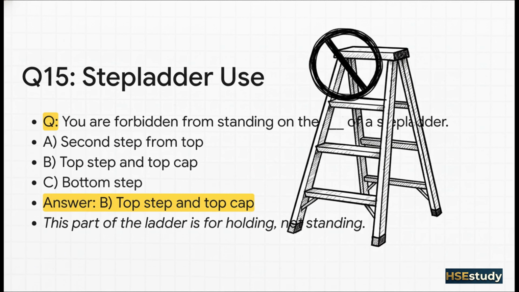And our final question, number 15. We're talking about a step ladder. Which part are you absolutely forbidden from standing on? The answer, of course, is C, the top step and the top cap. We've all seen someone do it to get that extra little bit of height, but it is super dangerous and a major violation. That top part is not a step, it's a place to put your tools or to hold for stability. Never stand on it.